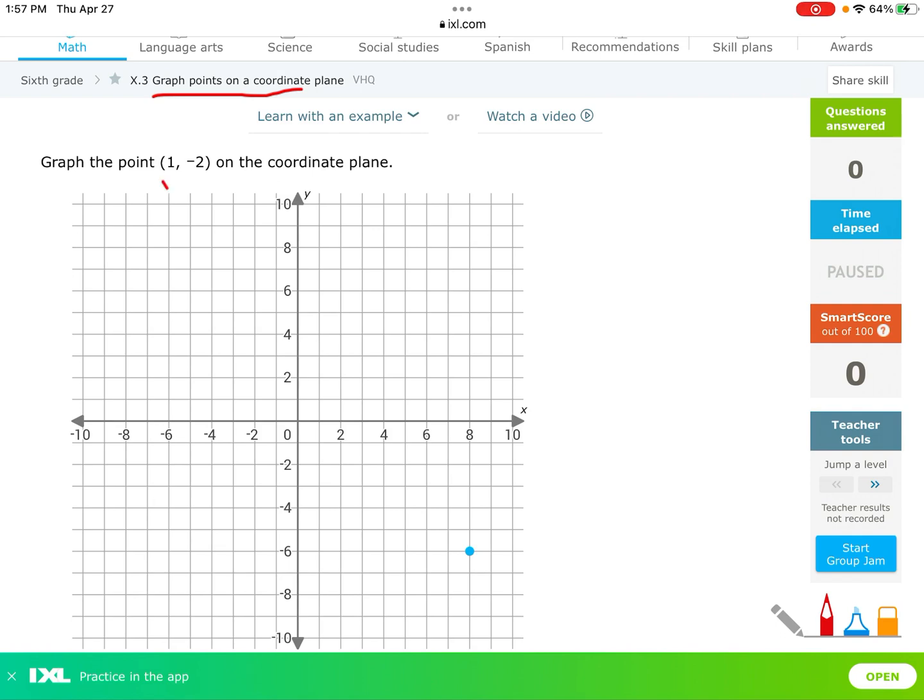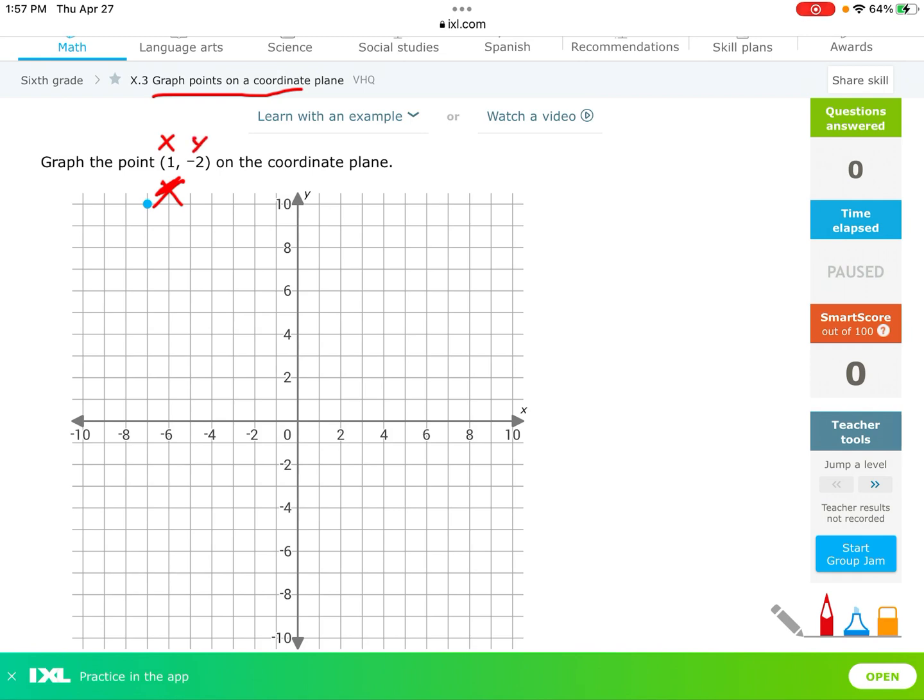I want to remind you that when you're graphing points, the first number in the parentheses is your X. So this is my X, the 1. The 1 is the X.